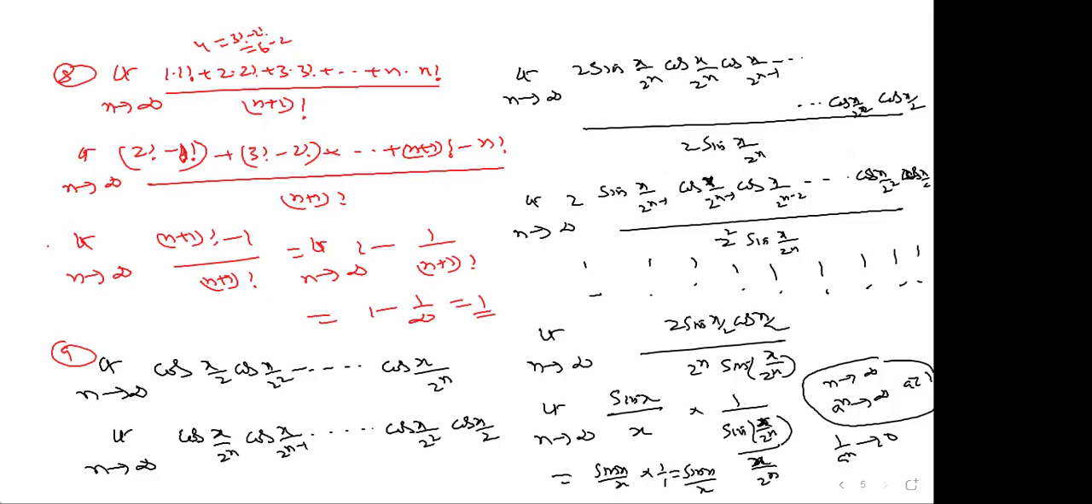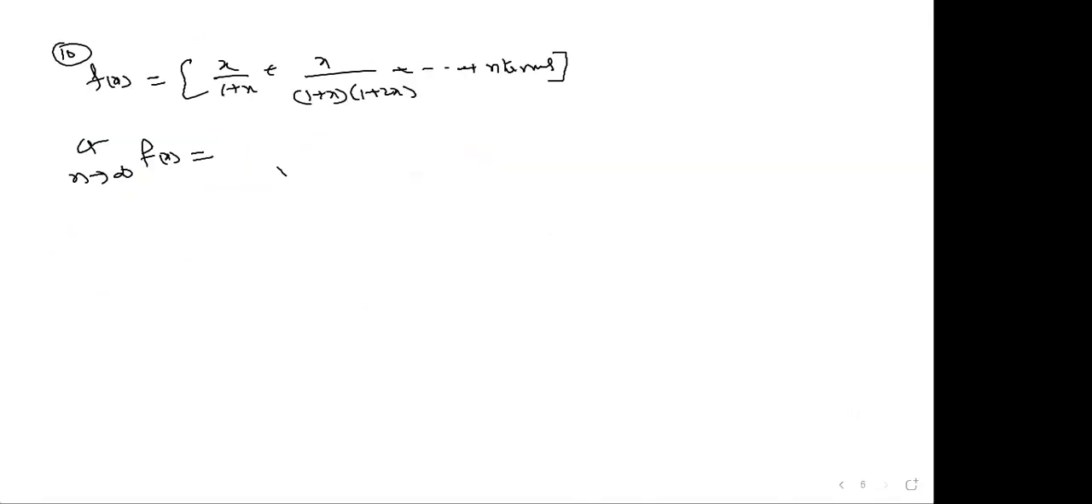Now I want to change the page. We'll go for the next question. Here the 10th question is like this. So he's asking this. What I'm doing here, you see, limit n tends to infinity. Here f of x means x divided by 1 plus x, of course, and here x divided by 1 plus x is there. You better concentrate on the second term, Nana. First term is 1 plus x, second term is 1 plus 2x. That means in the nth term, what do we have?